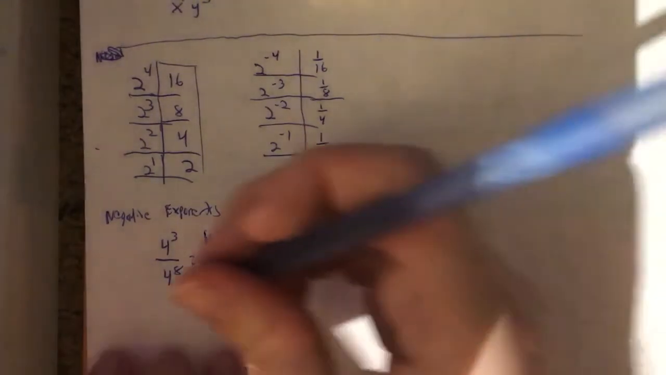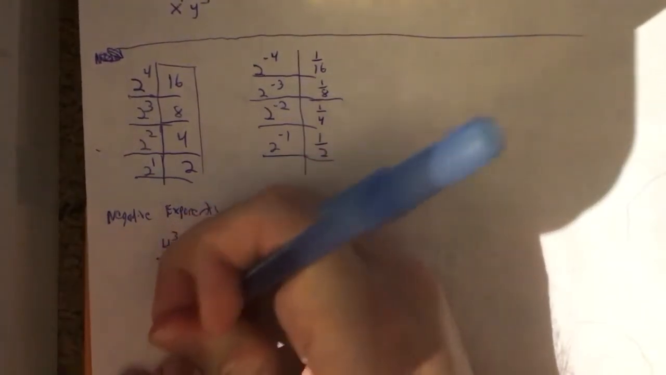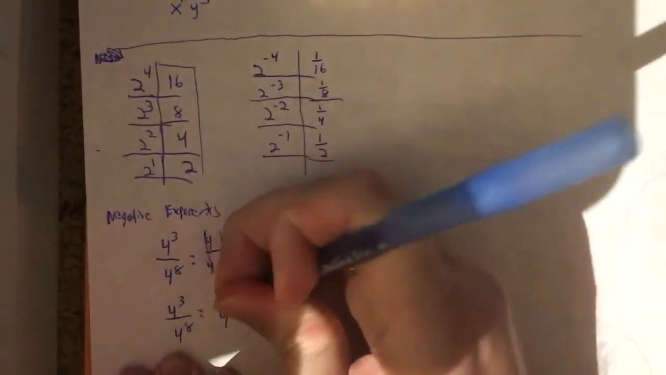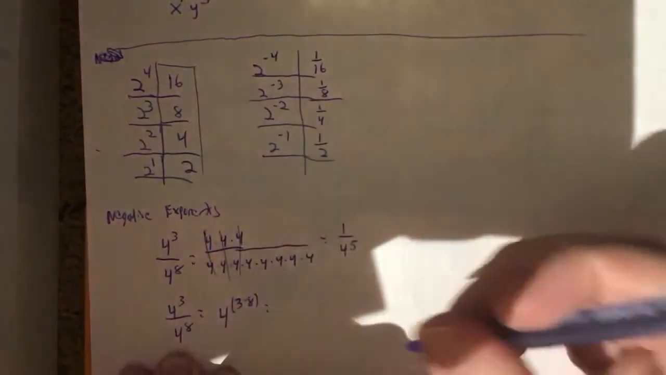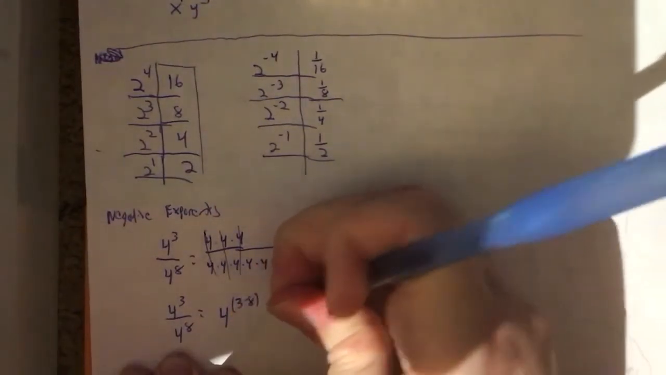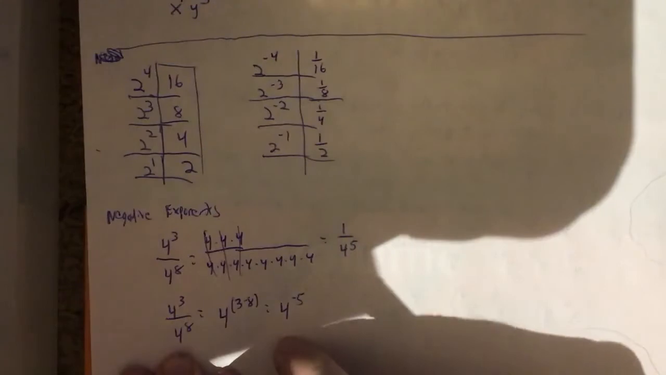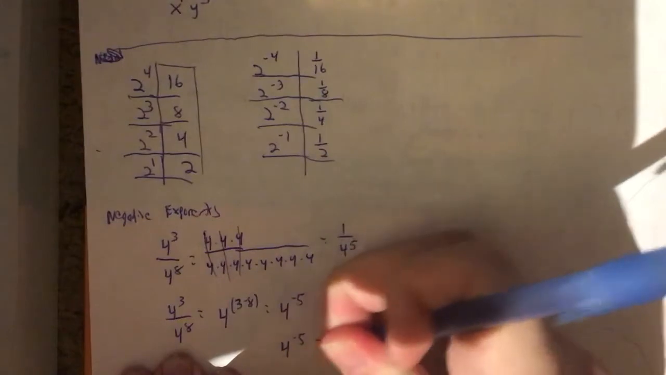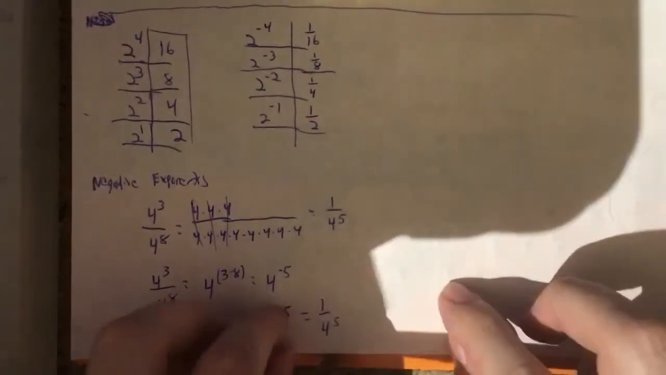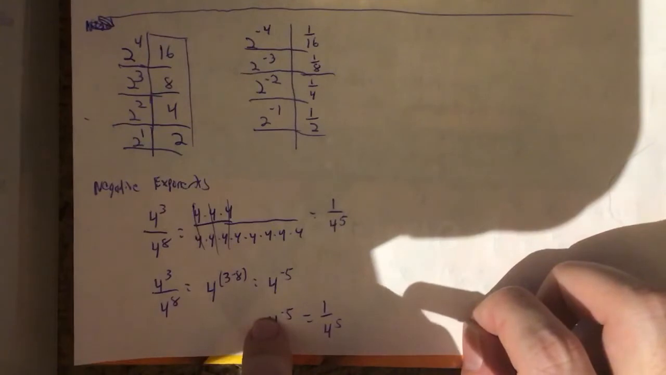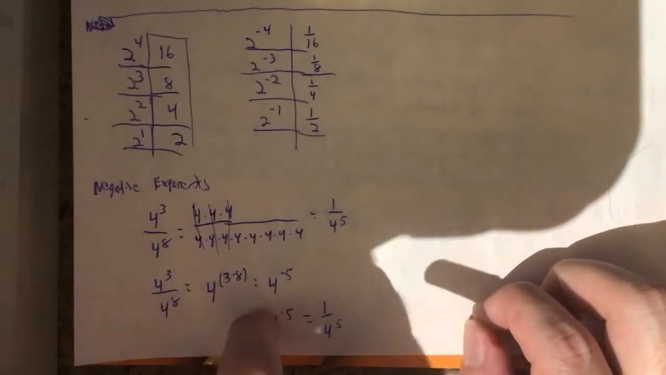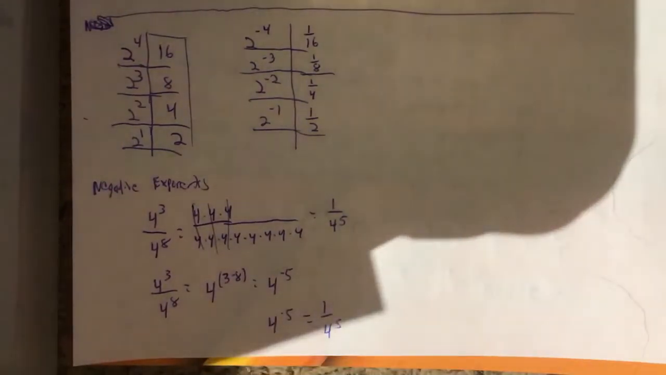If I use my other rule, the quotient rule, remember, to divide when two bases are the same, write the base, subtract the exponents. So I'm doing 3 minus 8. 3 minus 8 is really negative 5. So 4 to the negative 5 is really 1 over 4 to the 5th. How are these related? A negative exponent becomes positive in the opposite part of the fraction. This is always true. A negative exponent becomes positive in the other part of the fraction.